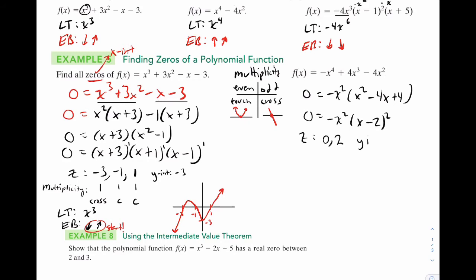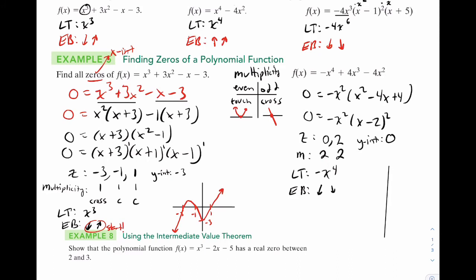My y-intercept, I can plug in 0 here. I can see everything becomes 0. So let's write 0. The multiplicity, notice how both the exponents are 2, which means these got to be 2. So I'm just lining it up. So 0 is 2 because of this one. 2 is 2 because of this one right here. Your leading term is -x to the 4th. I can see that right here, which means our end behavior is down and down.